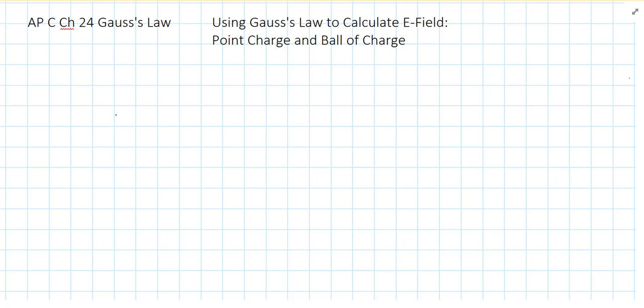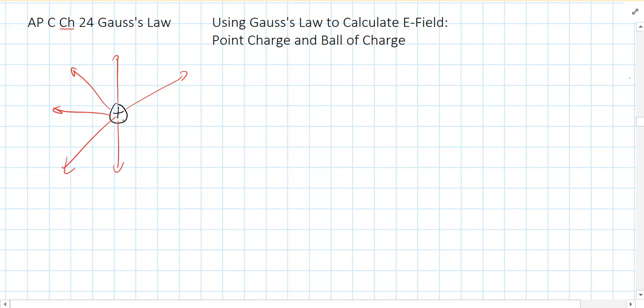So let's say we had a point charge right here, and we're going to make all our charges positive. If we had a negative charge, the field will just point the opposite way, but it'd be the same function. And we're going to imagine this makes an electric field outward, like so. I want to know what's the strength of that field at different locations.